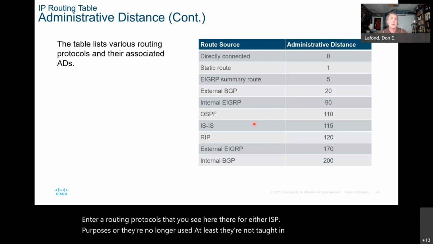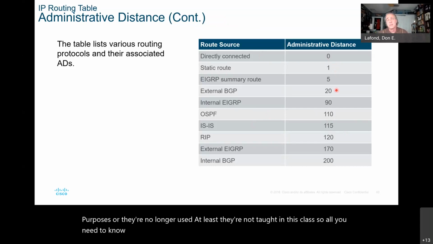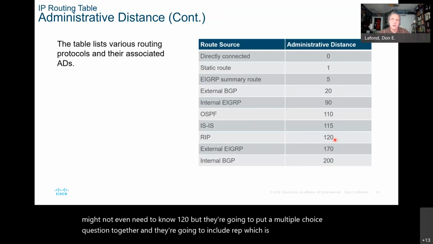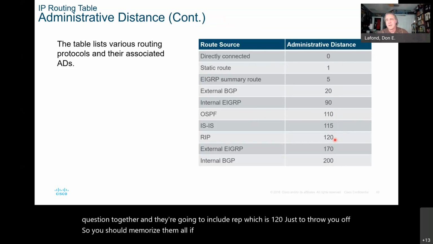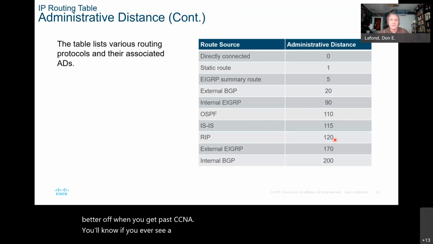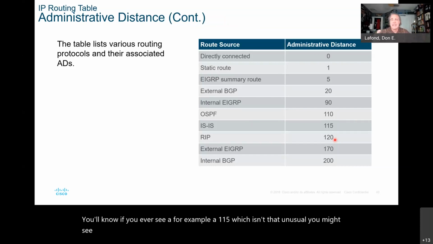So at this point, all you need to know is 0, 1, 90, 110, and 120. You might not even need to know 120, but they're going to put a multiple choice question together, and they're going to include RIP, which is 120, just to throw you off. So you should memorize them all if you want, and then you'll be better off when you get past CCNA. You'll know if you ever see, for example, a 115, which isn't that unusual. You might see IS-IS, but not in CCNA.